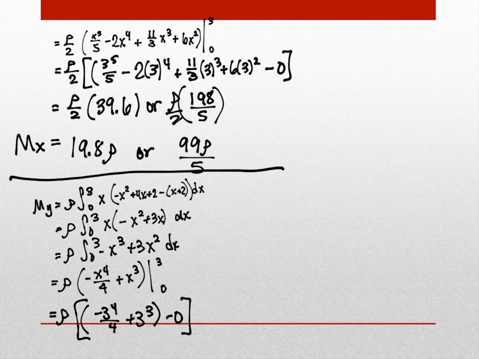In the case of these zeros, if you left these zeros off, I'd be okay with that. Just don't leave it off if it doesn't end up being 0. That would be bad. All right, so when we simplify this, we're going to get 6.75 rho. Or if you want to write it in fractions, you're going to get 27 rho over 4.